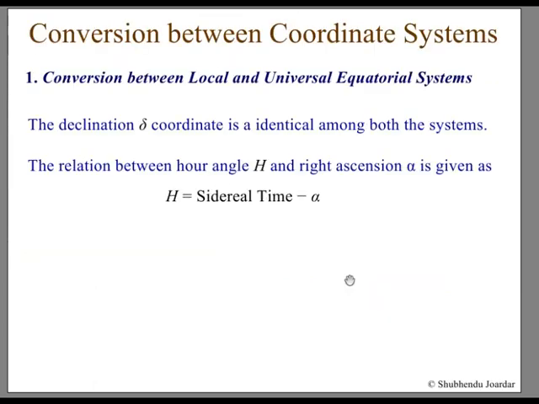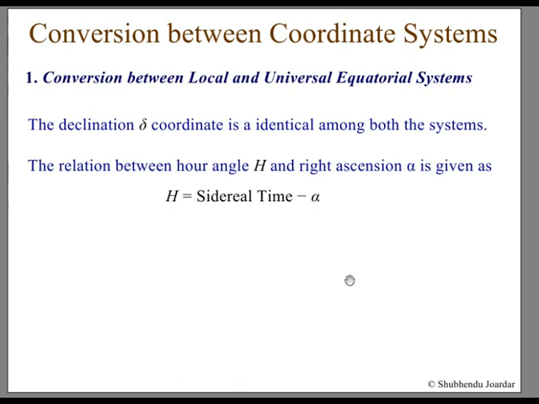Now you come to the conversions between various coordinate systems. So we have seen different coordinate systems. Sometimes it may be necessary that we have to go from one coordinate system to another. The conversions for each coordinate system, I think I have done here. This first one is the conversion between the local and universal equatorial system.